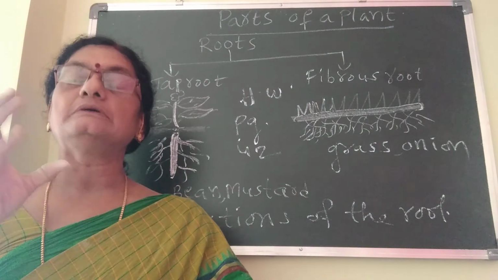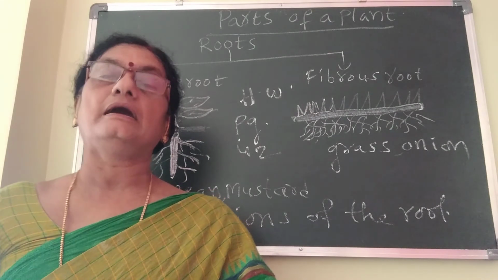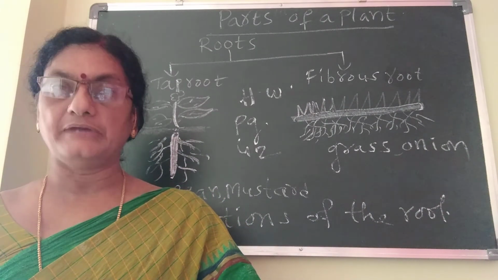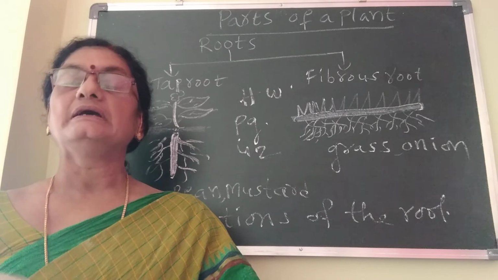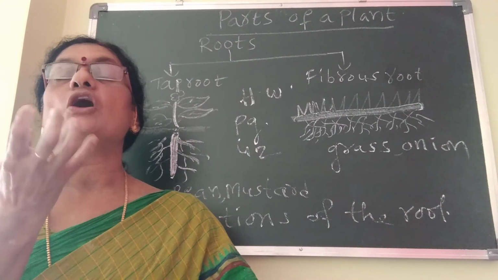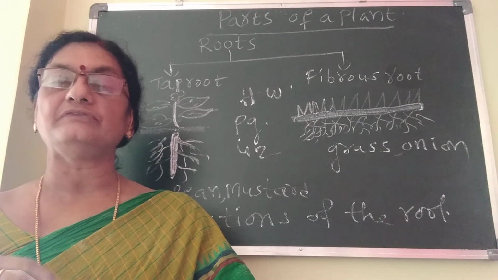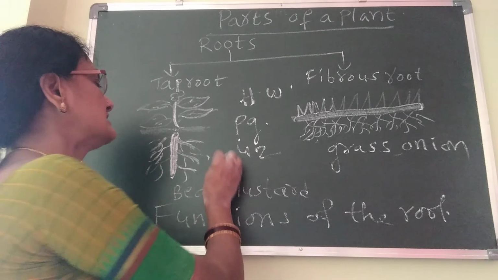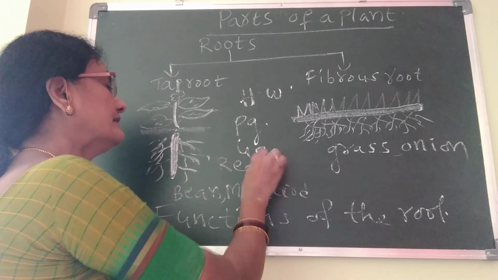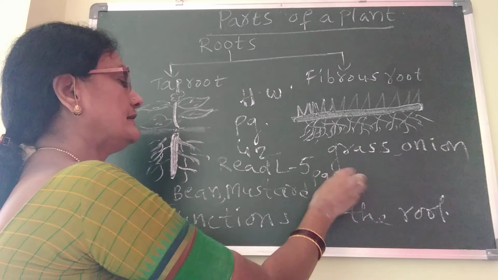Keep that glass outside or in the window. After a few days, if you observe, you can see the roots under that onion bulb. So you have to do this activity and read lesson 5, pages 41 and 42.